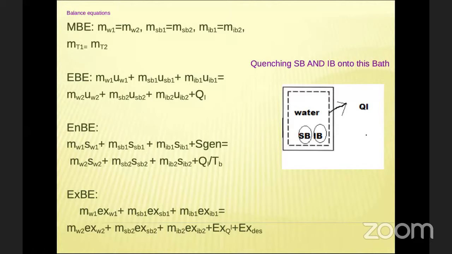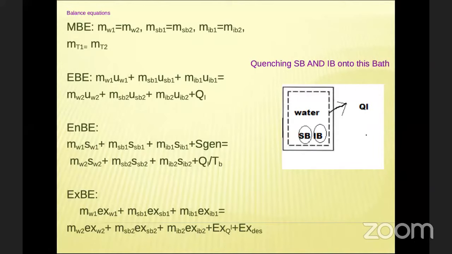Because the system is completely closed in its boundary, the mass of the water is not escaping, right? So mw1 equals mw2. Similarly, the steel bar is not going to leave that system boundary, so msb1 equals msb2. Similarly for the iron, so mib1 equals mib2. That is, the total system mass remains constant.